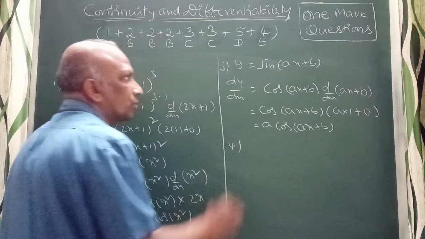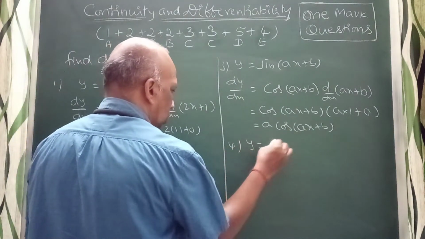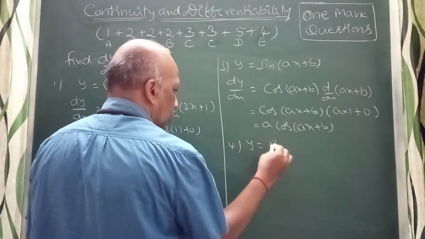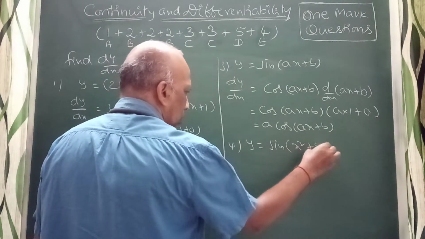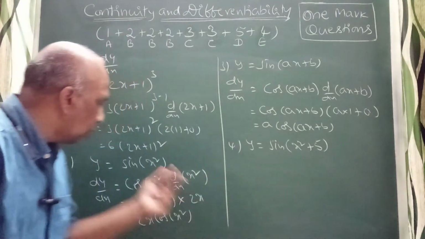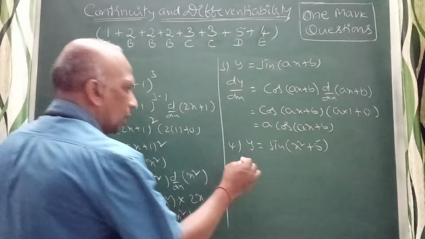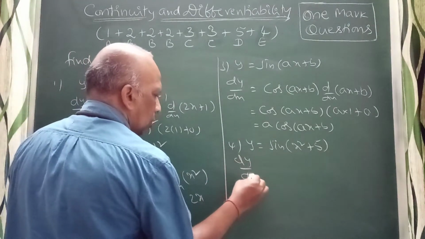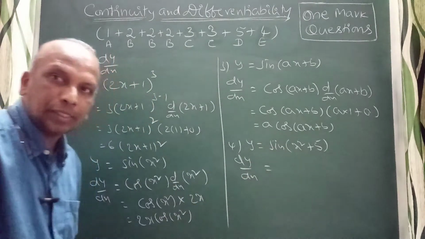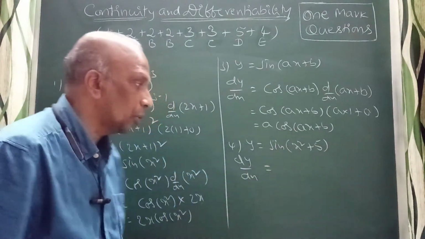Fourth one. And suppose the given y is equal to sine of x square plus 5. y equal to sine of x square plus 5. See, all sine of only. Then I can write dy by dx. Same concept. Derivative of sine x is cos x. So here I will write cos of something and d by dx of something.